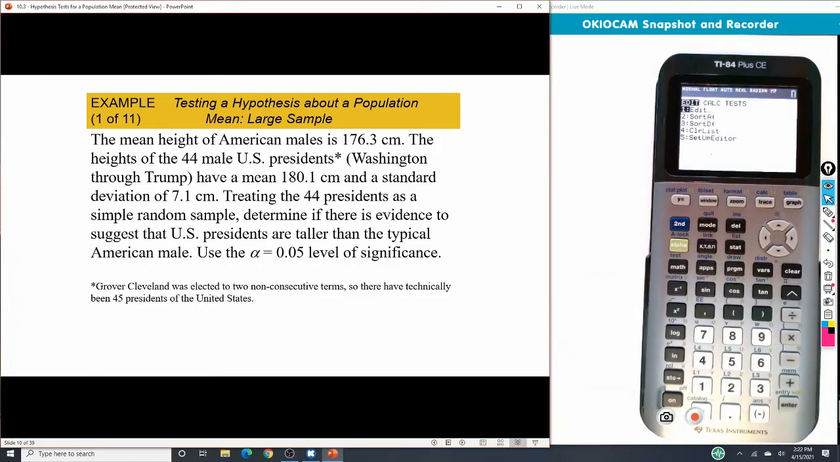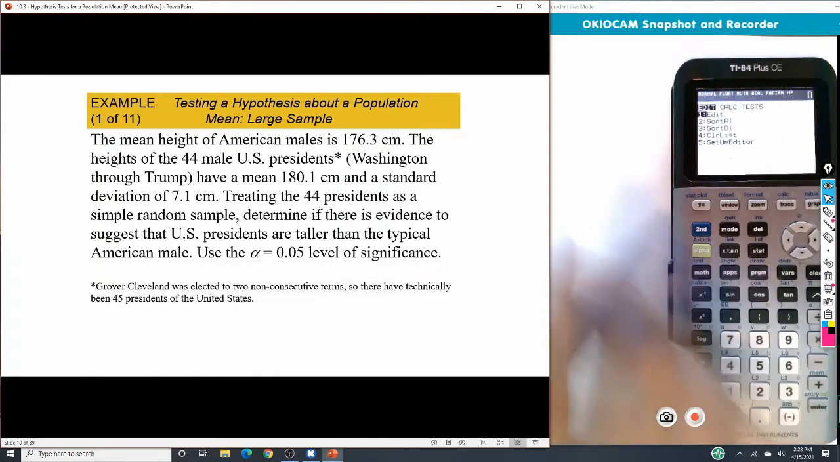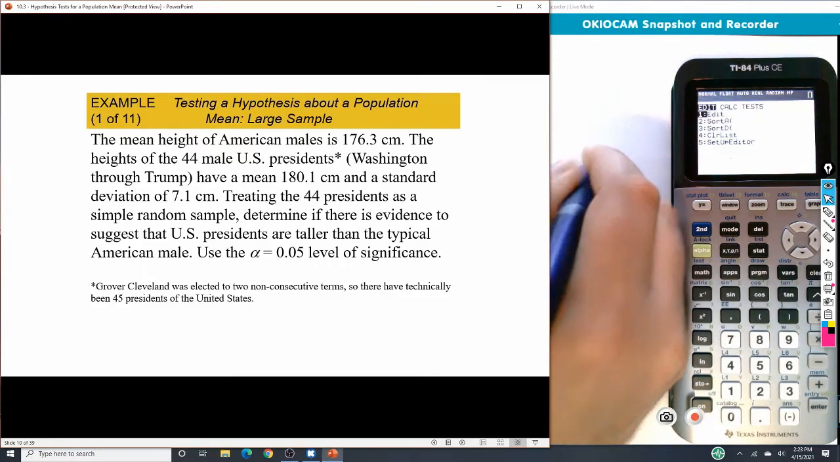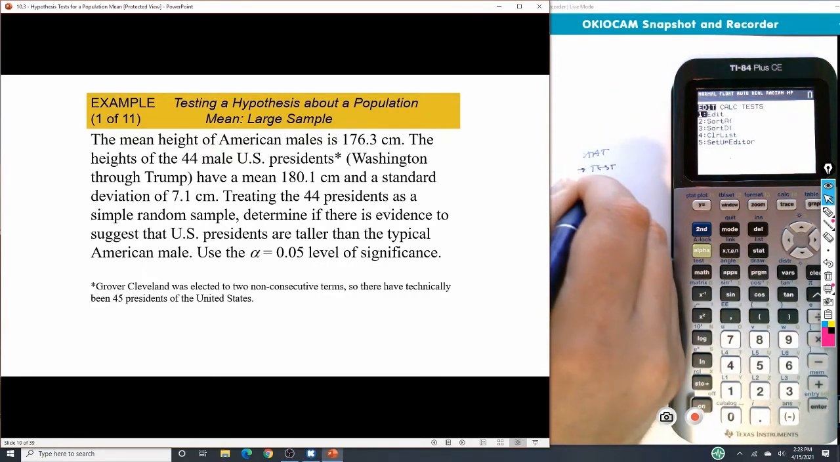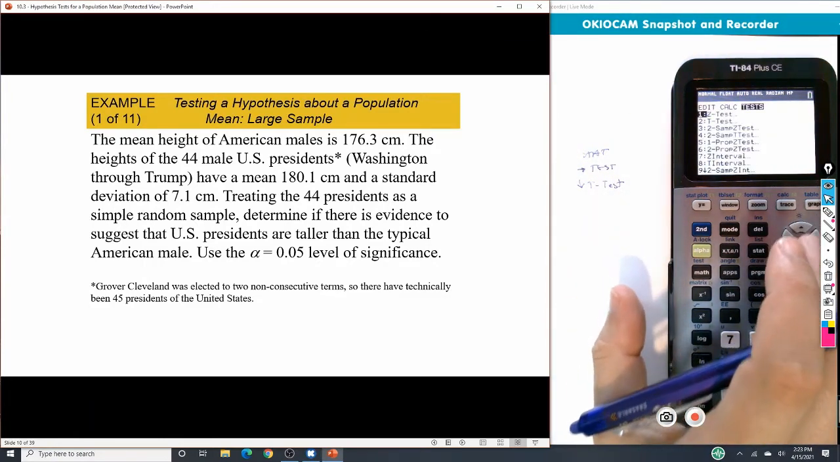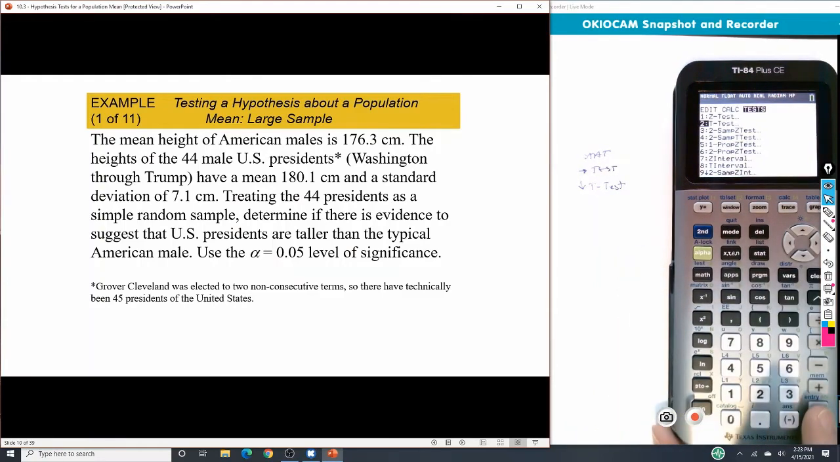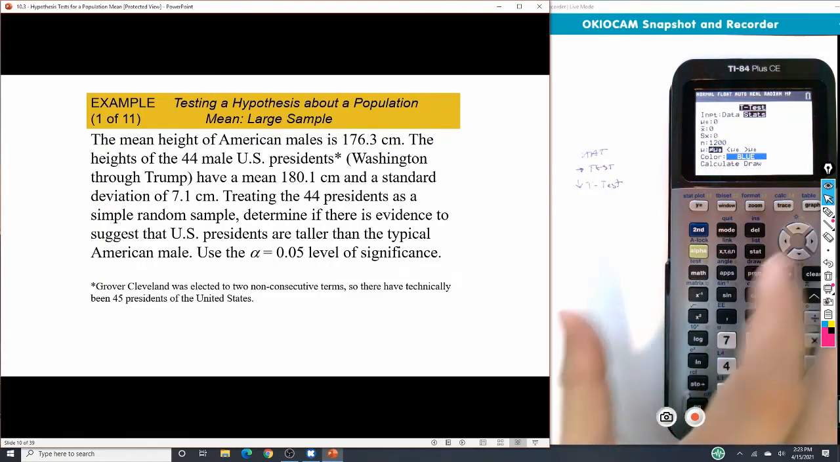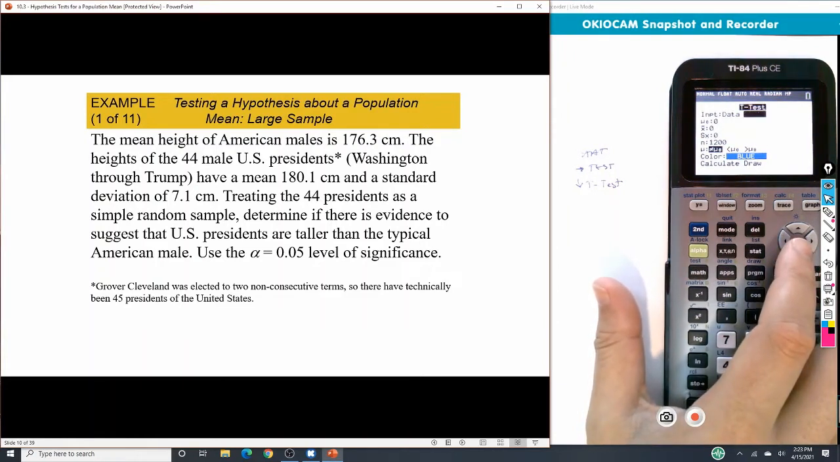Okay, so let's write this down so we keep all this going here. We want to go into stat, over to tests, and then down to t-test. So stat, tests, and t-test. Now we have some statistics here for these, and so we can put in those pieces. Now if we had data, we could put stuff into L1 and do it that way as well.